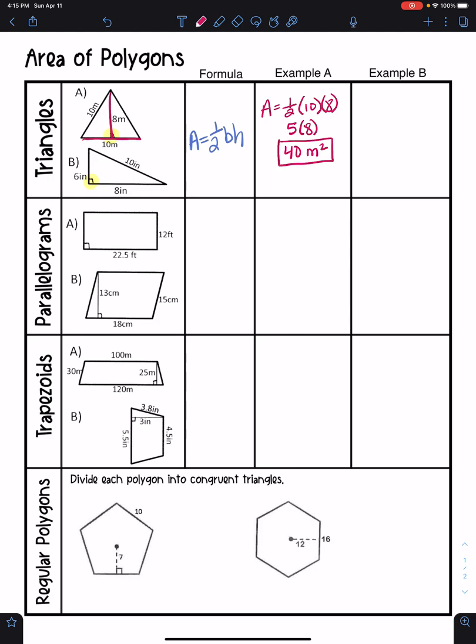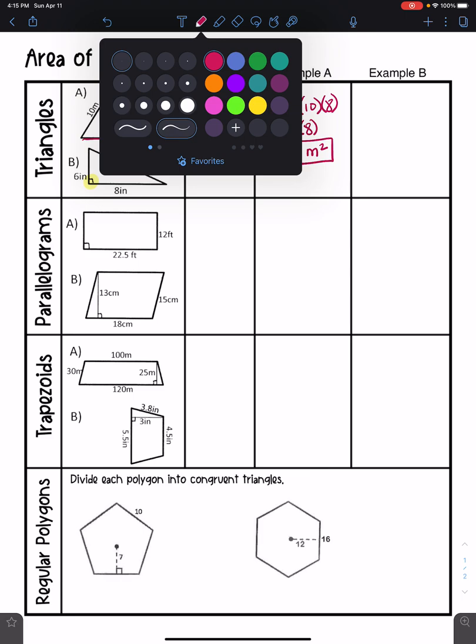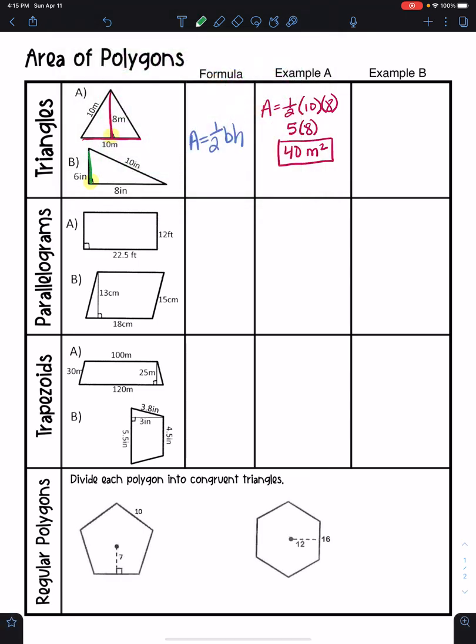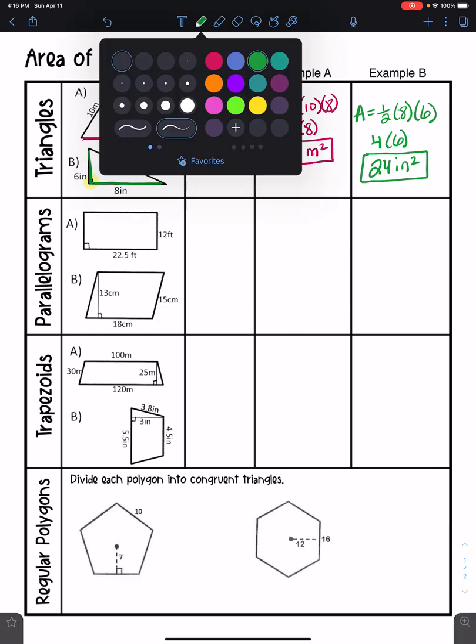All right, for example B, we want to find the 2 sides that make the right angle. So they are the 6 and the 8. So the area of that one is 1/2, 8 for the base, and 6 times the height. So that'll be like 4 times 6, which is 24, and that is inches squared. All right.